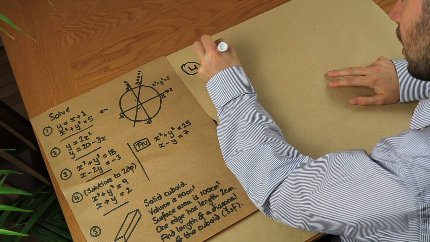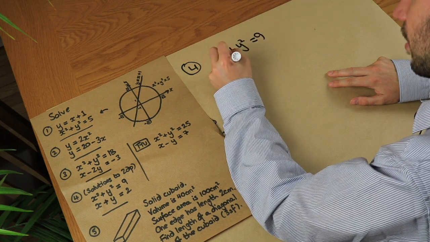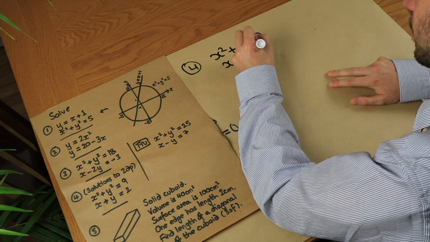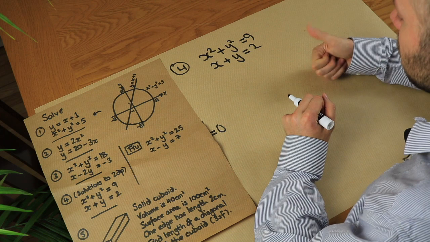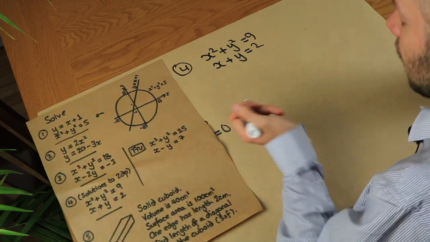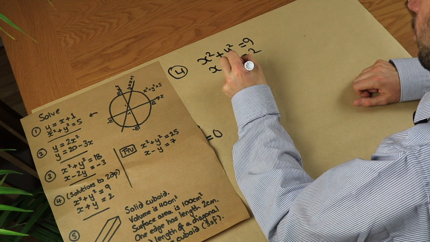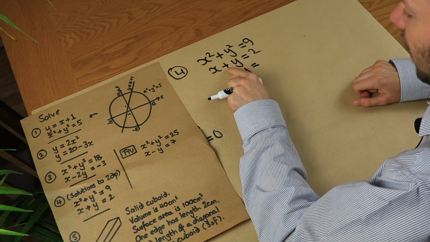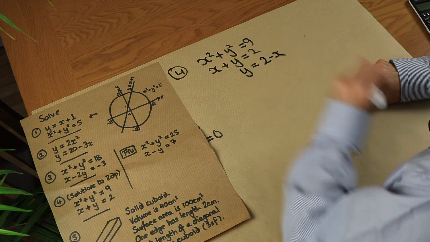So let's try this. We've got x squared plus y squared equals 9. And we've got x plus y is equal to 2. So, step 1, rearrange the linear equation to make x or y the subject. So I'm just going to arbitrarily pick y to make the subject here. So we can write y equals, now we want to get rid of that plus x, so I'm going to minus x from both sides, I get 2 minus x.